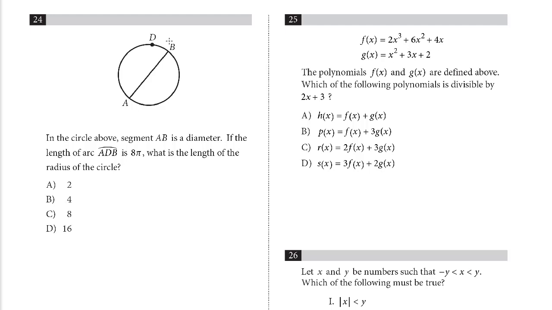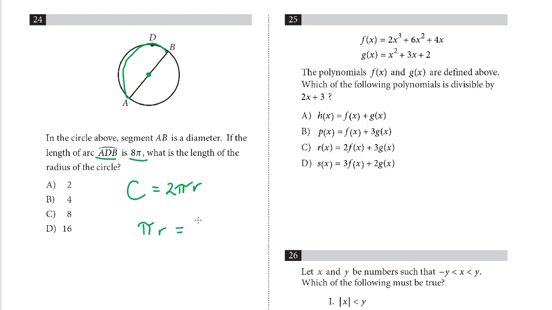Number 24, in the circle above, AB is a diameter, so it's passing through the center there. If the length of arc ADB, that's a full semicircle, is 8 pi, what is the length of the radius? So the circumference length we know is C equals 2 pi r. So half the circumference of a circle, which is what we have in this case for the arc, must equal pi r. Divide the full circumference by 2.